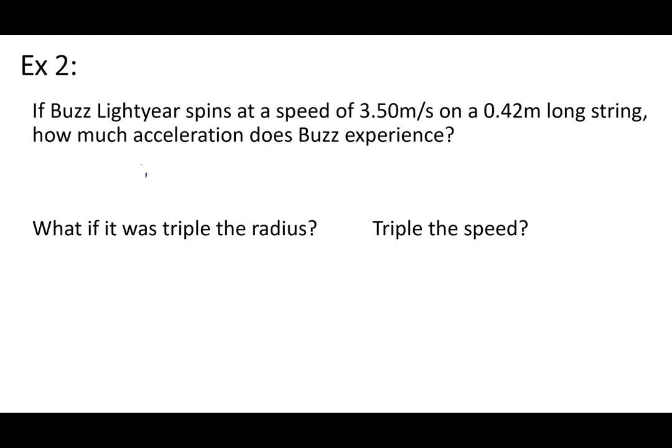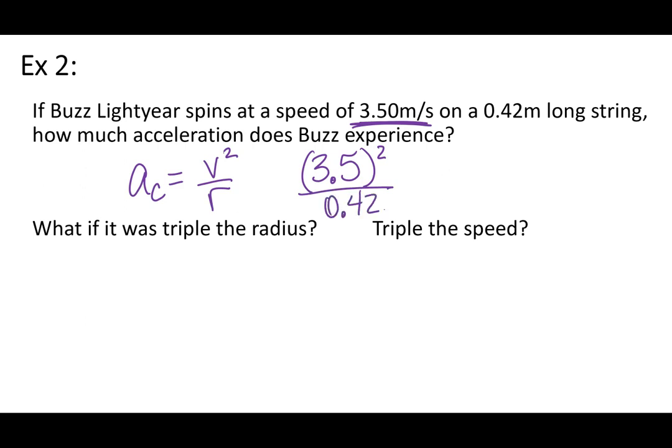So we've got AC equals v squared over r. Let's see, he spins at a speed of 3.5, and that is squared. And the string is 0.42 meters long. And so if we were to put that in our calculator, 3.5 squared divided by 0.42 gives us 29.167. And acceleration is meters per second squared.